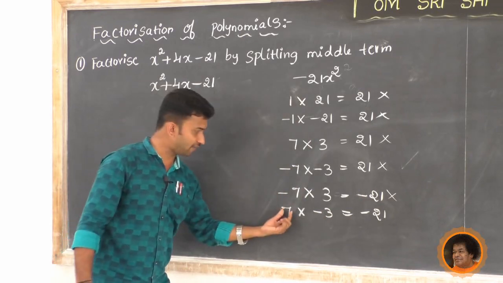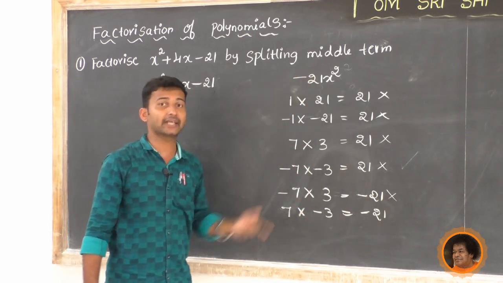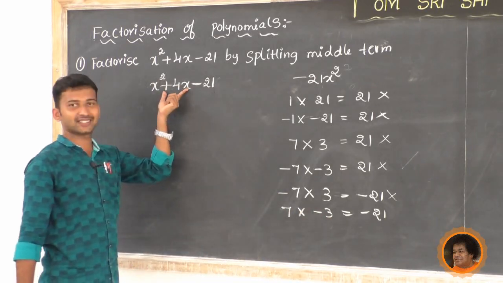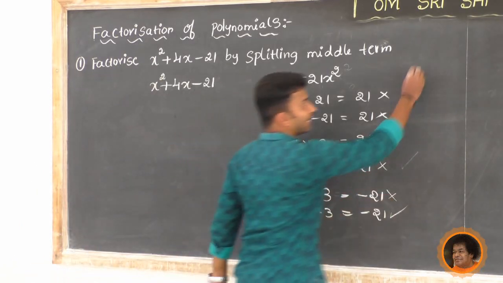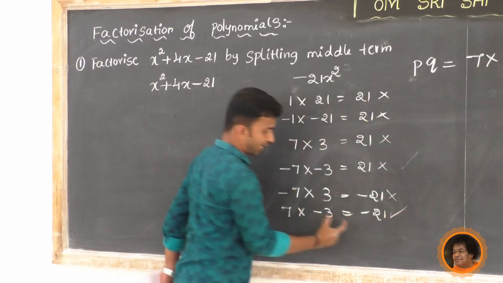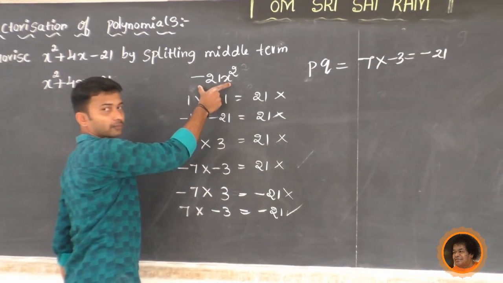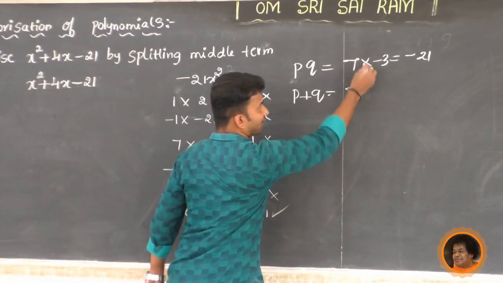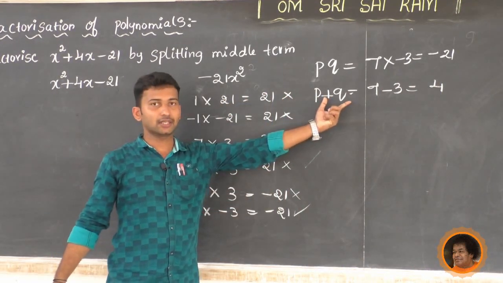Check for the last. 7 into minus 3 is equal to minus 21. 7 into minus 3 equals minus 21 x square. And what about the sum? 7 minus 3 is equal to plus 4. Here plus 4. So select the last pair and let it be P and Q. What is the value of P? 7. And what is the value of Q? Minus 3. And what is the product? Minus 21 x square. Next, P plus Q, sum of two values. Same, 7 minus 3 is equal to plus 4. These are the values of P and Q.